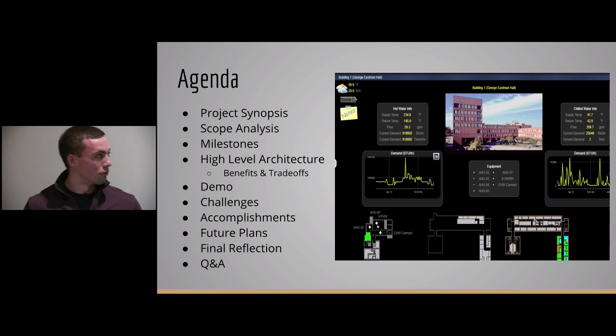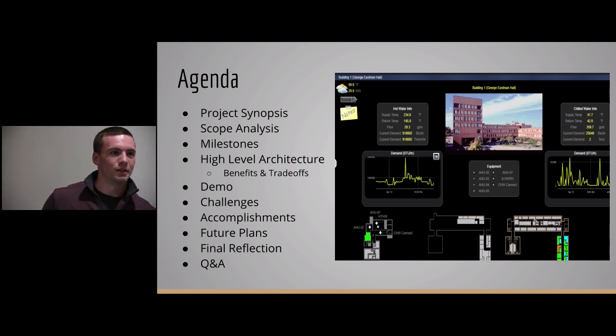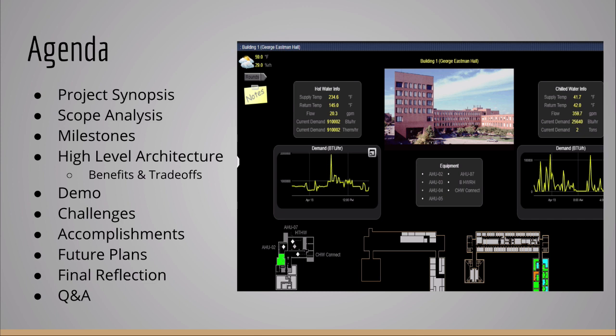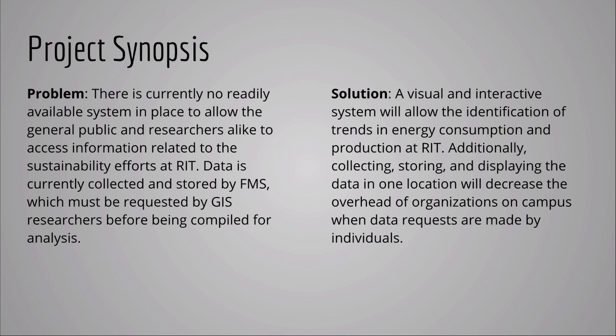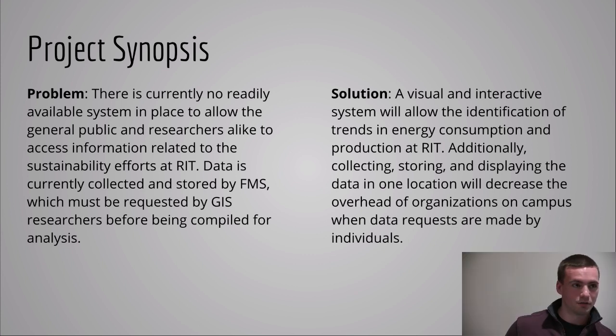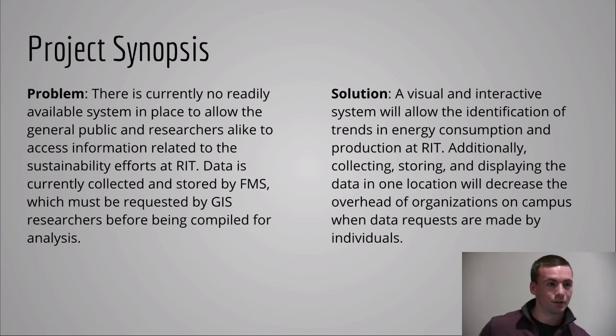The picture you see on the right there is Web Control, which is a privately used dashboard through FMS, which contains an immense amount of data, but unfortunately the public can't see it, so that caused the conception of our project. Building on that, there's currently no system for the public to see the metrics related to the sustainability efforts at RIT, and the data is currently collected and stored by FMS, which must be requested by GIS researchers before being compiled for analysis.